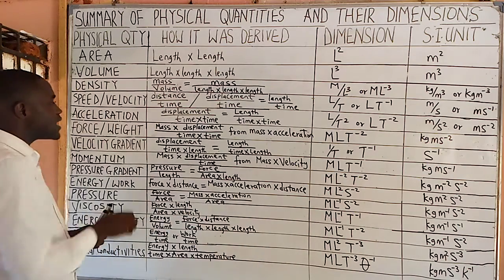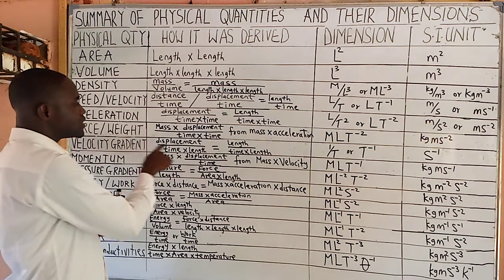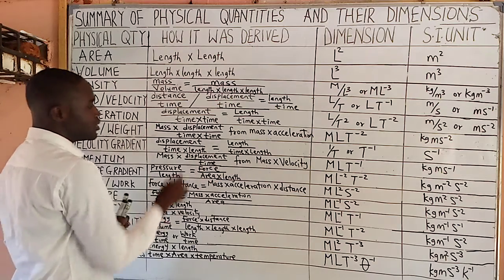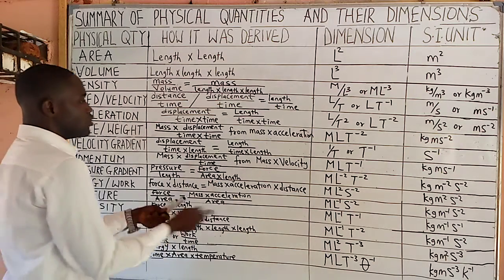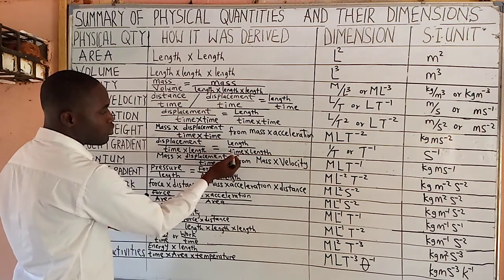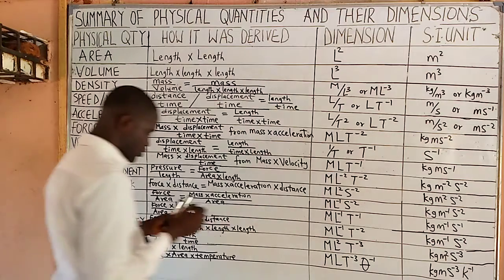For velocity gradient, we say it is velocity over length, that is displacement over time times length. What is displacement? Length. What is time? Time. What is length? Length. Now, you will see that length will cancel length, leaving you with 1 over T. We have 1 over T, so the unit is per second.